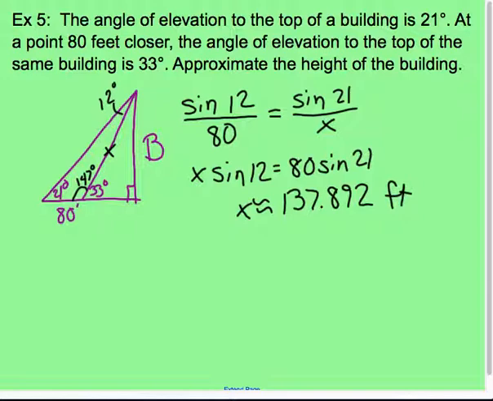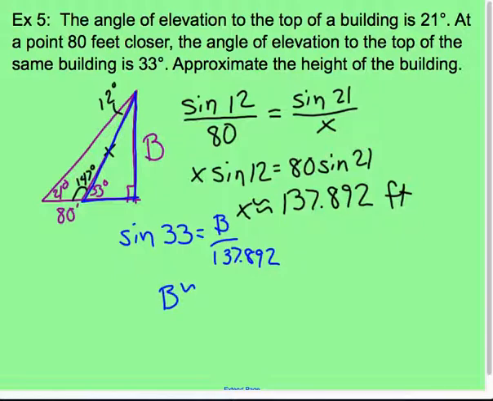Okay, so now looking in my second triangle, my right triangle here, I can now use SOHCAHTOA to solve for B. So I know that my hypotenuse is about 137, almost 138 feet, and I need the side opposite. So I'm going to use sine of 33 equals opposite, the height of the building, over the hypotenuse. I'm going to multiply both sides by 137.892. And the height of the building is about 75.101 feet.